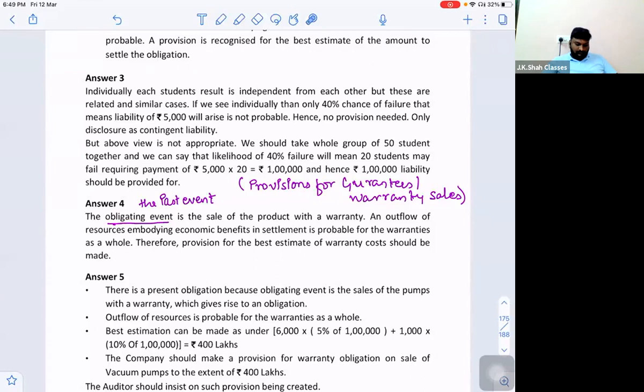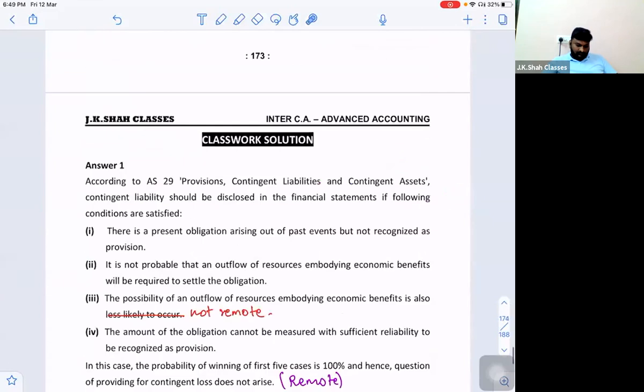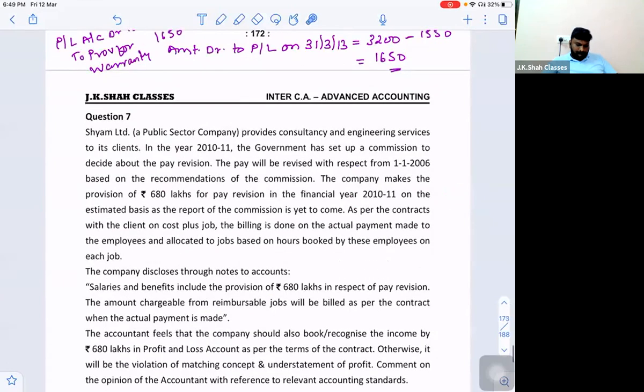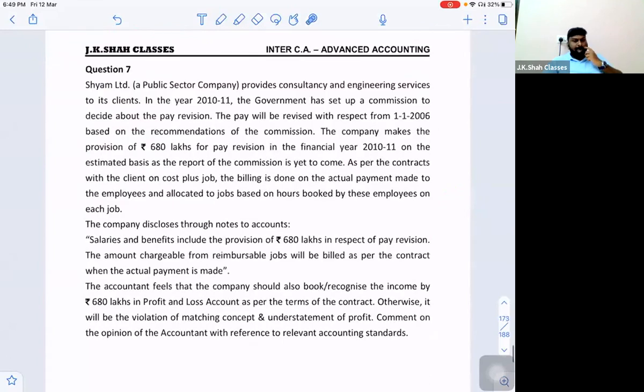But sir, if the question mentioned that the success of each student passing is 60%, then we would have shown it as a contingent liability, sir.